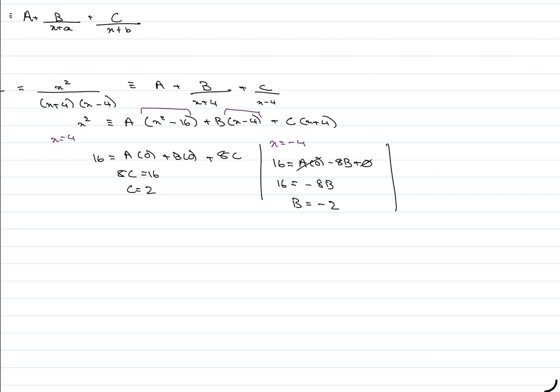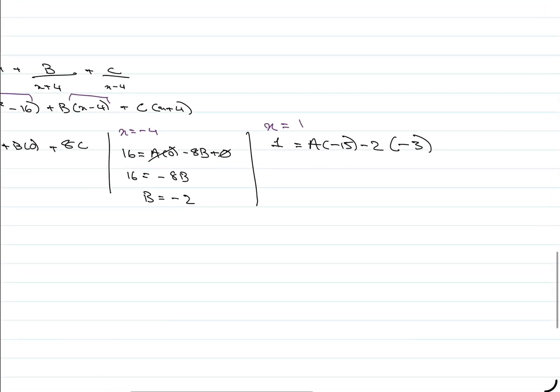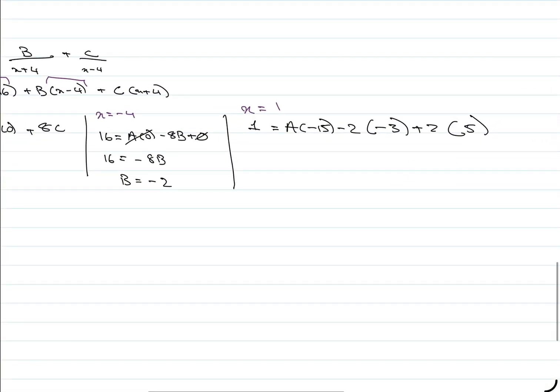Now we can just substitute in any value. Let's take x equals 1. You can take 0 too. So 1 equals a times minus 15 plus minus 2 times minus 3 plus 2 times 5. So 1 equals minus 15a plus 6 plus 10. Minus 15 equals minus 15a. A equals 1.